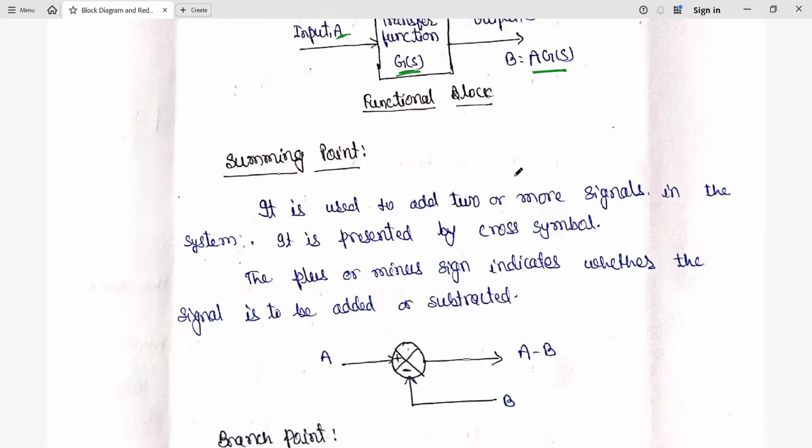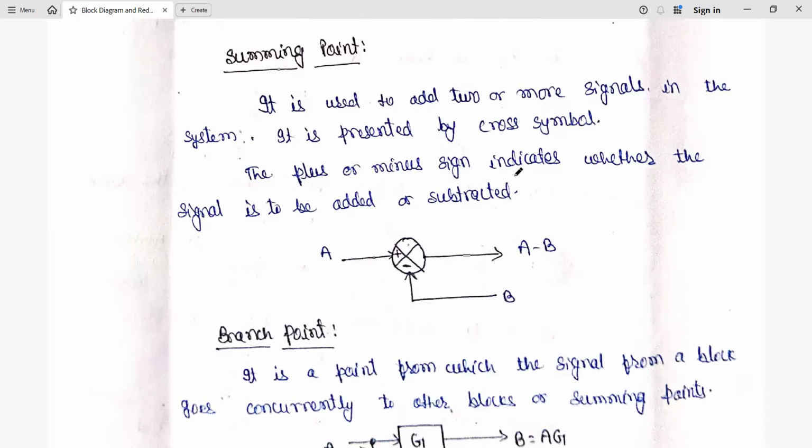Next, we have the summing point. Summing point means two or more signals are going to be added or subtracted at the point. It is represented by the cross symbol. Here plus represents addition, and minus indicates the subtraction of the inputs.